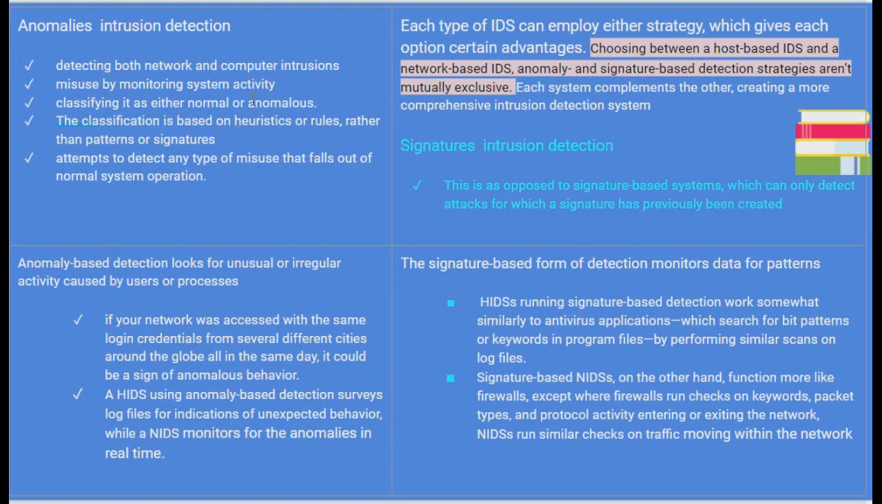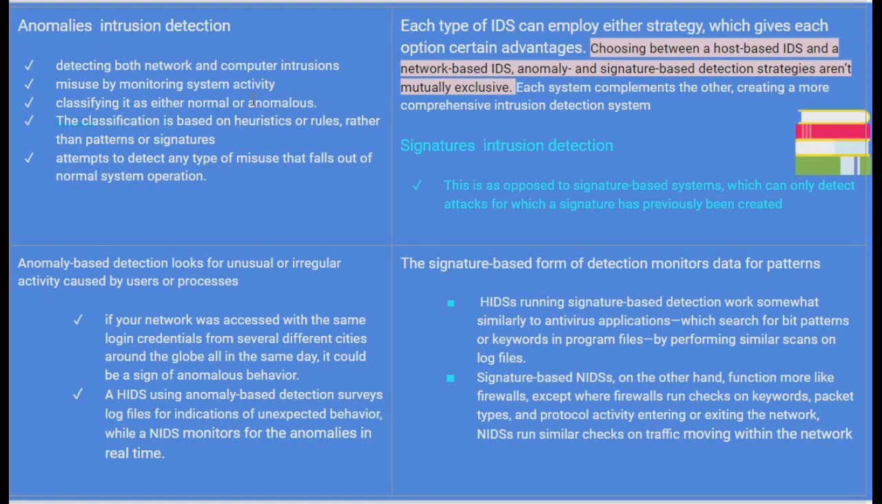HIDS using anomaly based detection reads the service log files and sees if there is any unexpected behavior, whereas NIDS monitors the anomalies in the real-time network by looking at the packets. Signature based detection monitors data for patterns.